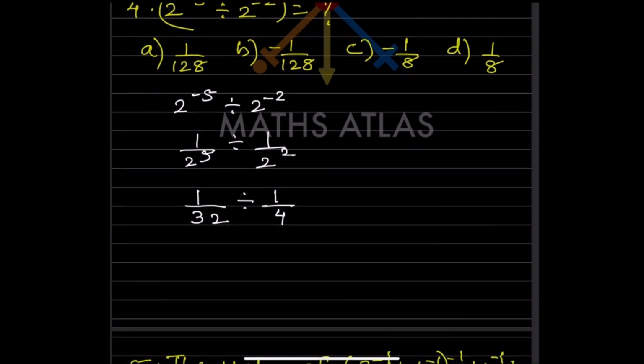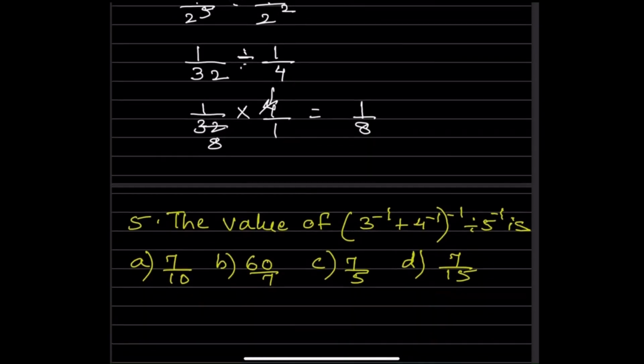So whenever you have division here, the left hand side you always have to write as it is. So you will write 1 by 32. This division will become multiplication. Since this became multiplication, this is going to get flipped over. So that will be 4 by 1. So 4 ones are 4, 4 8s are 32. So that will be 1 by 8. So that is the D option.